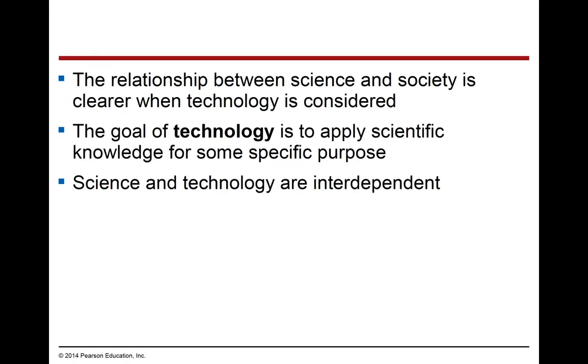The relationship between science and society is clearer when technology is considered. The goal of technology is to apply scientific knowledge for some specific purpose, and science and technology are interdependent. You'll see that as we go in the future, science is going to rely more on technology, because as we know more and more, we want to make sure that the things that we are testing are as accurate as possible. So instead of human error, technology can measure things for us. We have different machines that can test things that your human eyes cannot, right? So these two things depend on each other very strongly. They're part of the STEM or the STEAM programs at most of your high schools, universities, colleges, etc. They go together quite well.